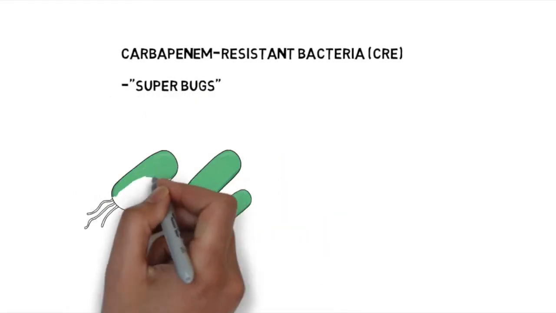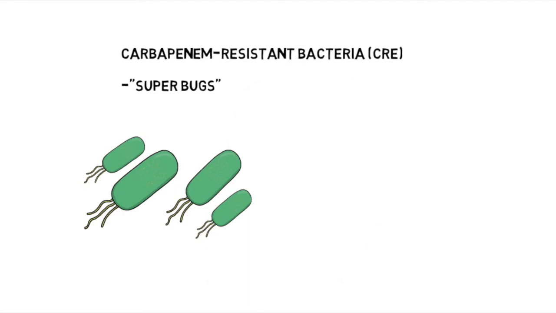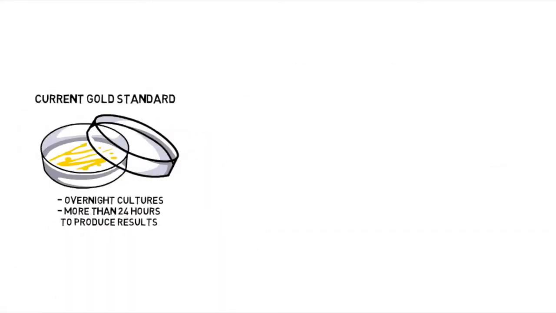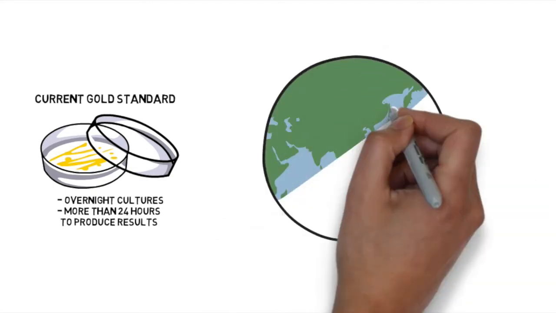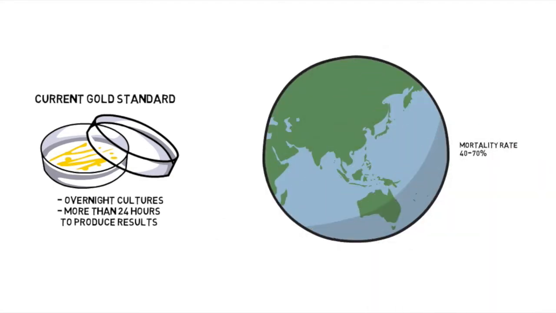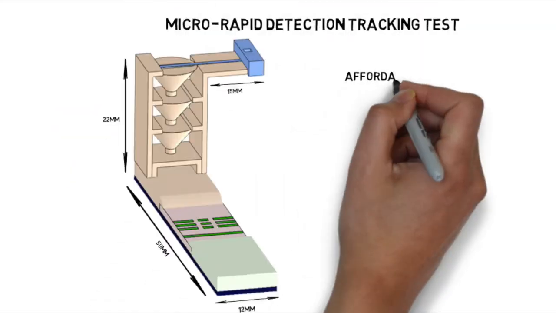Carbapenem-resistant bacteria, or so-called superbugs, are antibiotic-resistant bacteria that are mainly spread in hospitals. The current gold standards for testing delay the adoption of life-saving treatments, resulting in a dire 40 to 70% mortality rates in Southeast Asia. We followed a user-centric approach when developing the microRDT test.